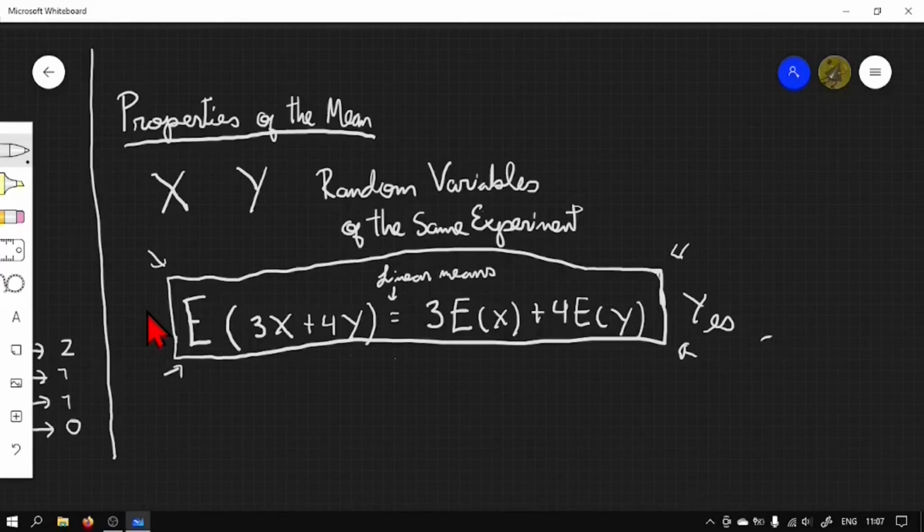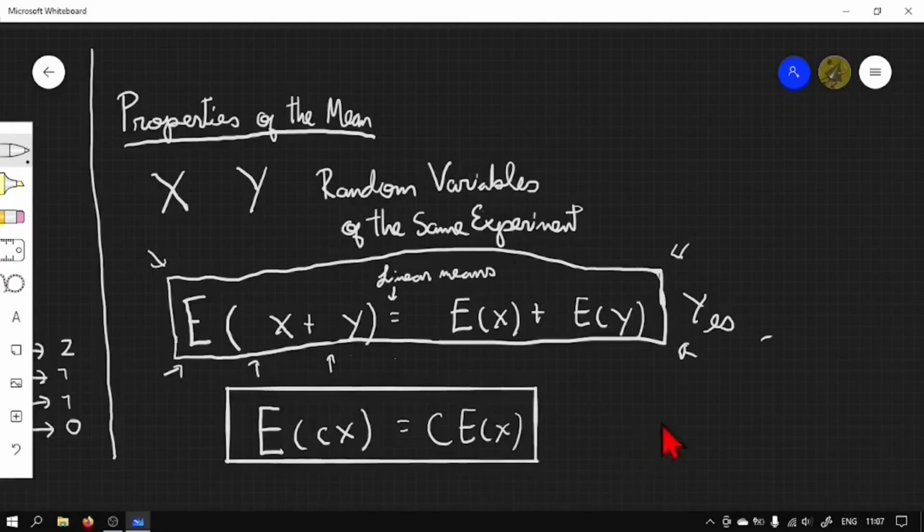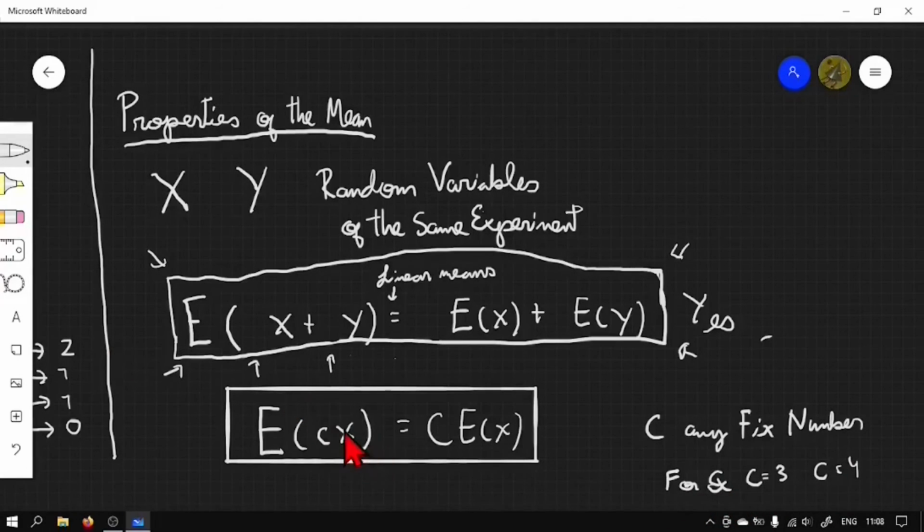For the case being, let's take this for granted. I mean, not necessarily with 3 and 4, right? With anything, we can just put here two numbers and here any number. In fact, I think it's easier to prove it like two separate statements, and then these two together will give the one I'm giving on the top. C is any fixed number. For example, C can be equal to 3, or C can be equal to 4, or C can be equal to anything. And because it's true for x, then it would be true also for y, or for any random variable that is from the same experiment.